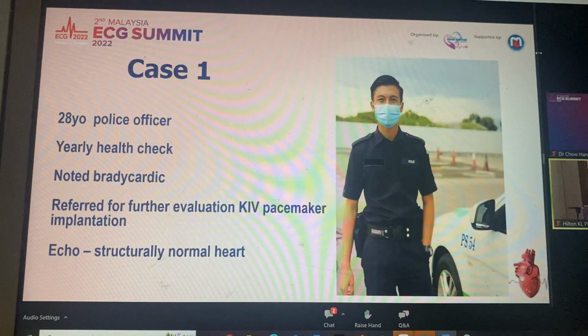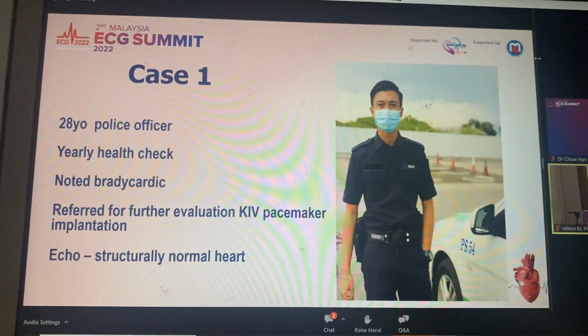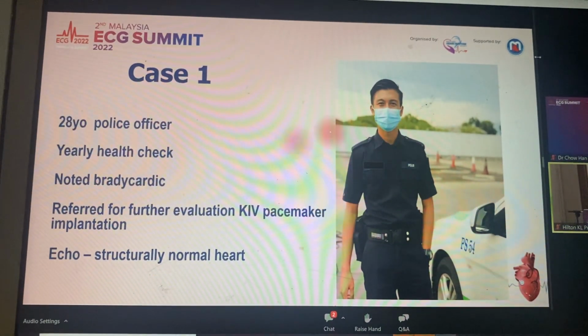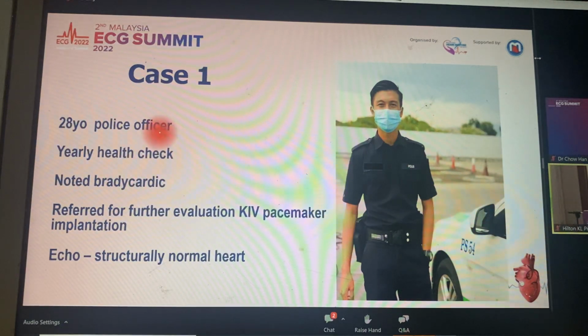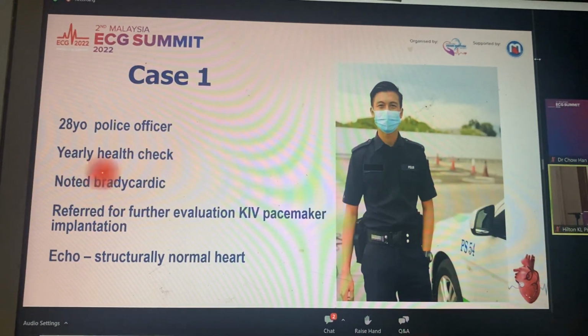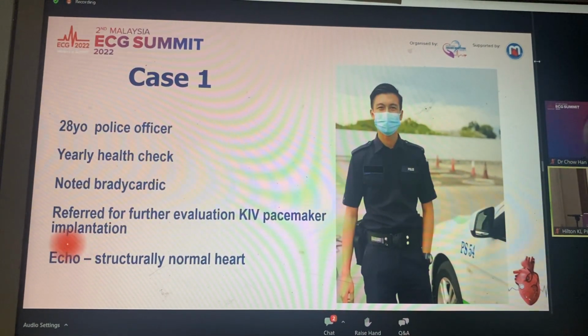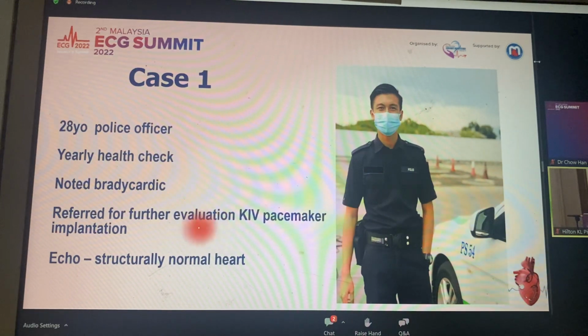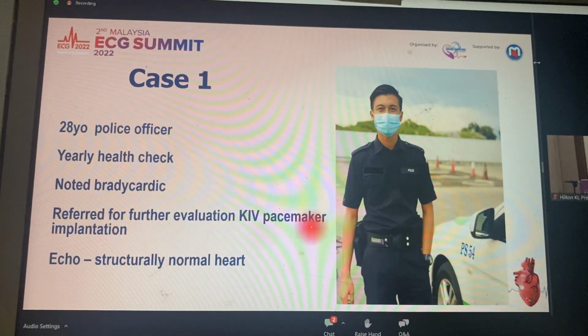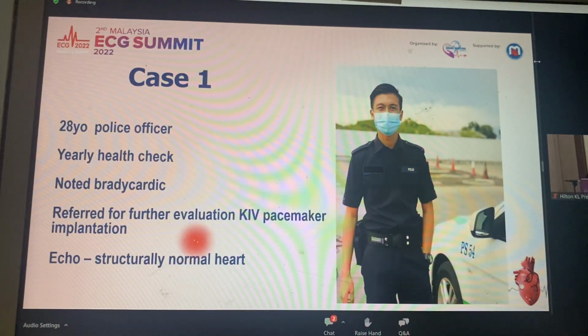So let's go with the case illustration. We will start with case number 1. We had a young chap, a 28-year-old police officer. He came for a yearly health checkup, and during the checkup was noted to be bradycardic. From here, they referred to us for further evaluation for pacemaker implantation. Baseline investigations turned out to be all normal. Echocardiogram showed a structurally normal heart.